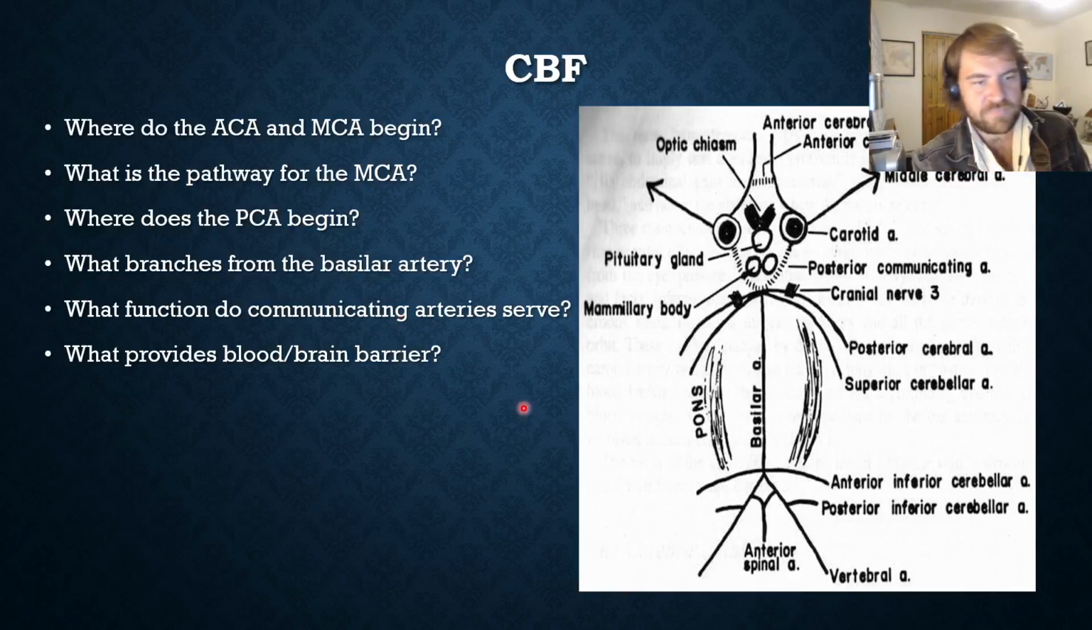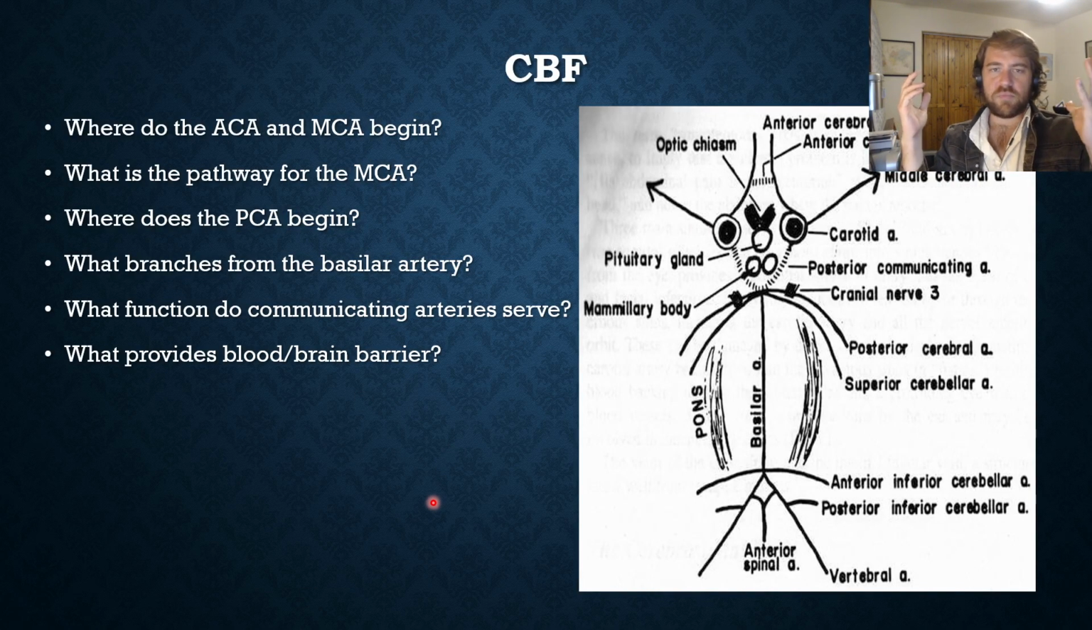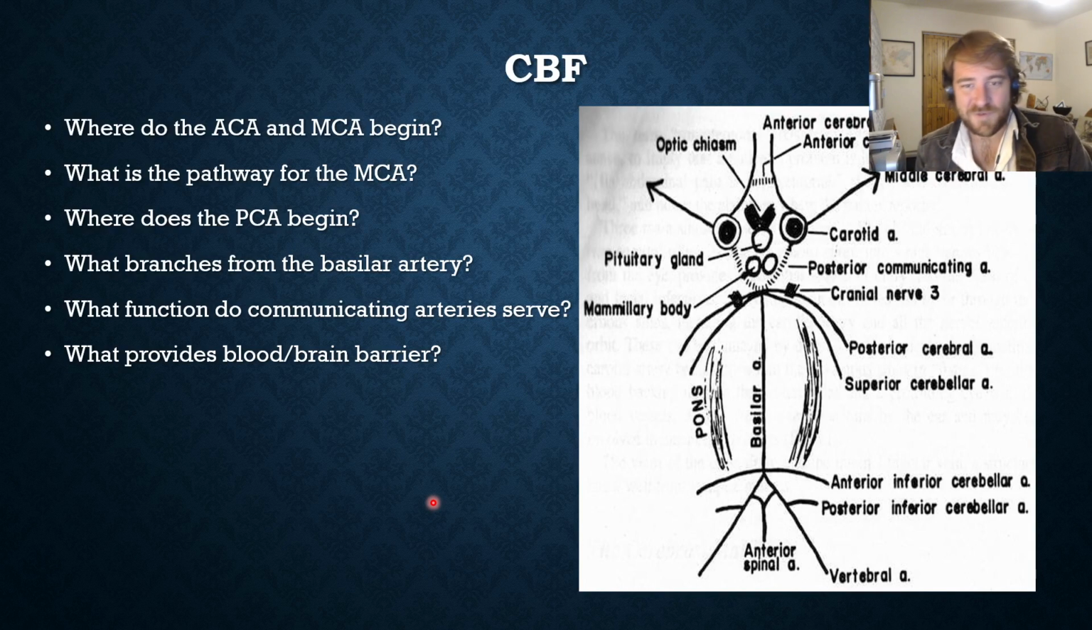Okay, so the first thing we're going to talk about is cerebral blood flow. Usually, this is one of the most confusing subjects, so that's why we're going to start here, so you can come back to it a couple of times if you need to. So where do the ACA and the MCA begin? Actually, before we answer these questions, let's just take a look at this circle of Willis.